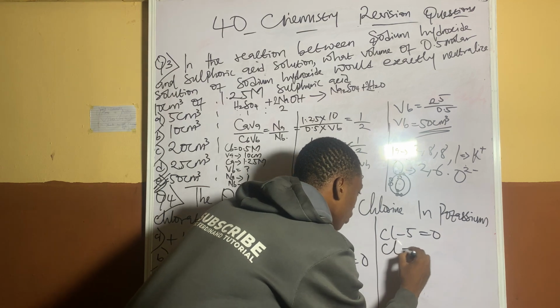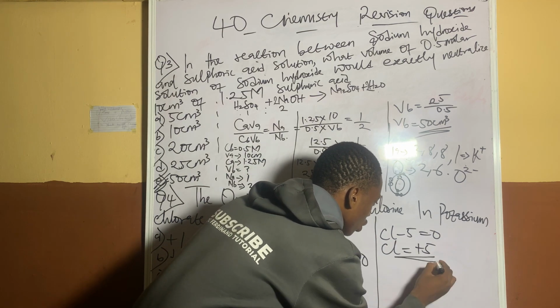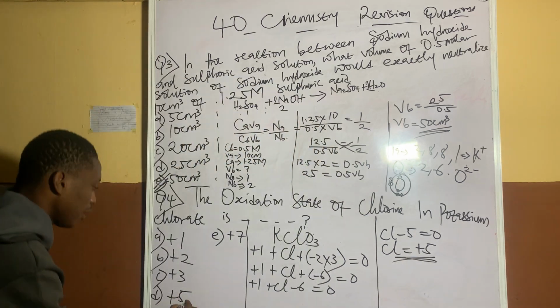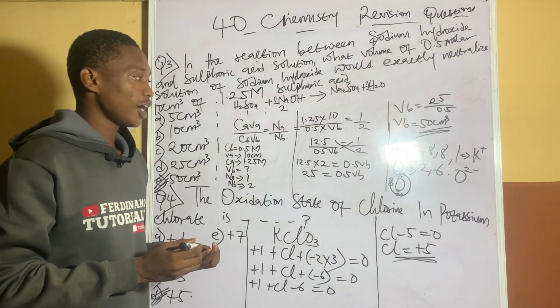So that Cl will be equal to, this one crosses the equality sign, it will be plus 5. So the oxidation state of chlorine here is what? Plus 5. So D is my answer. Are we together? I hope you are following.